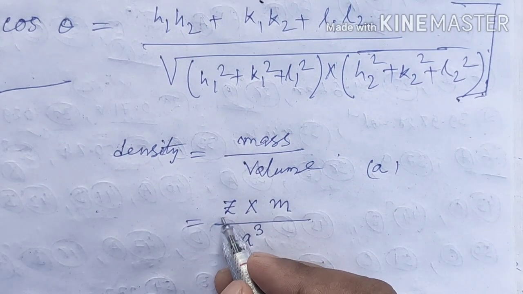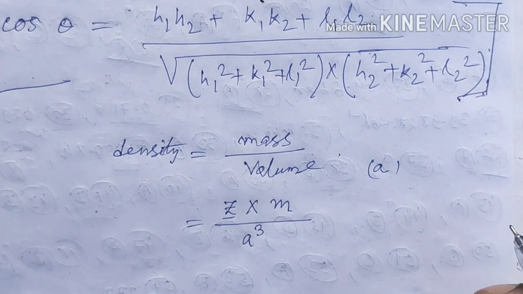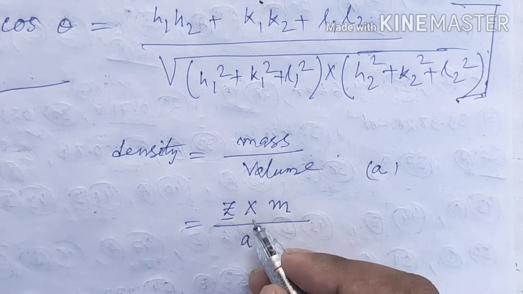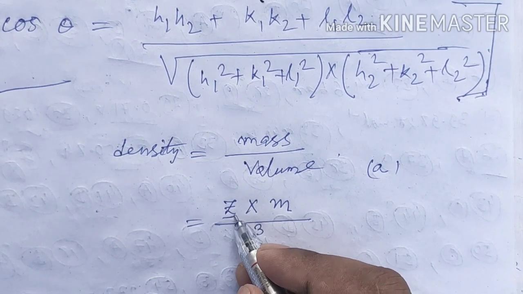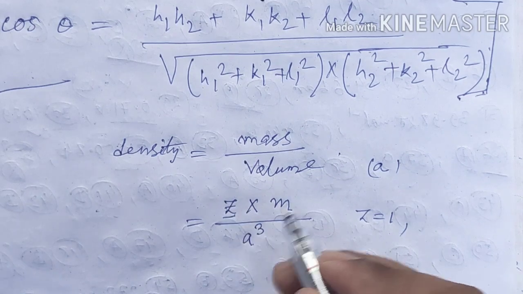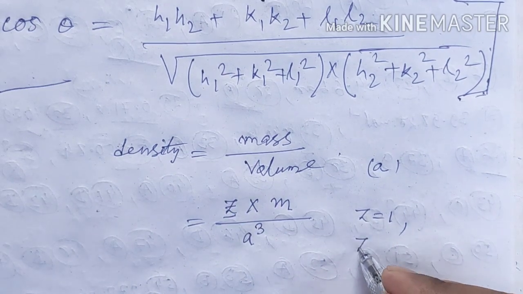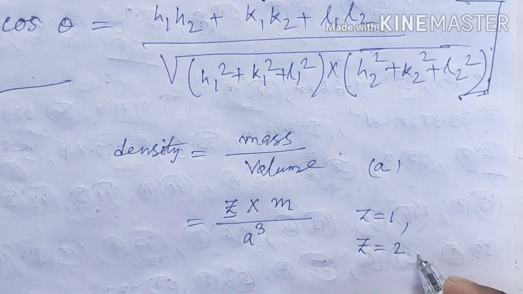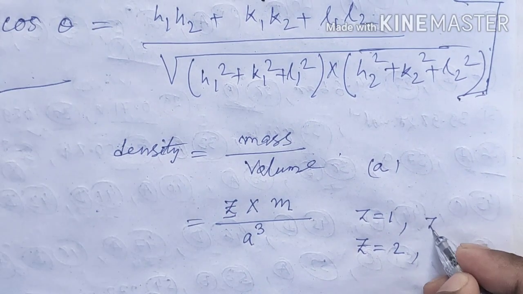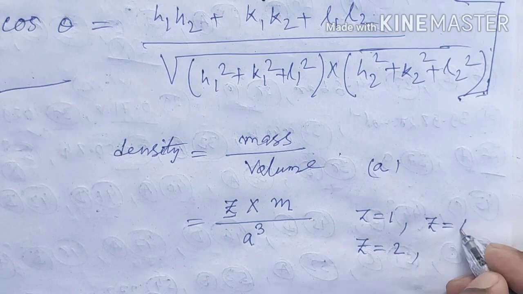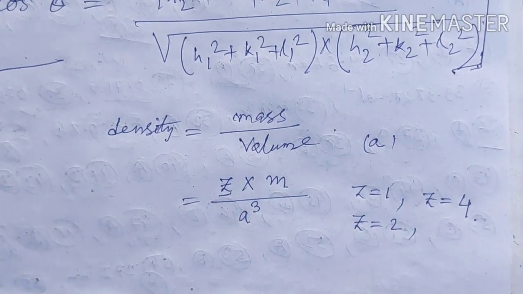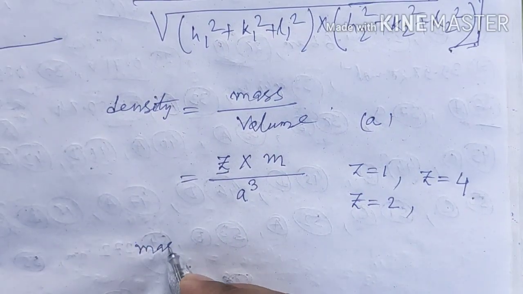Now the value of z we can calculate depending upon the crystal nature. That is, if it is simple cubic or primitive, then z will be 1. If the crystal is BCC, then z is equal to 2, since z is the number of atoms present in the crystal lattice. And if it is FCC, then z will be 4. And m is the mass of each atom.